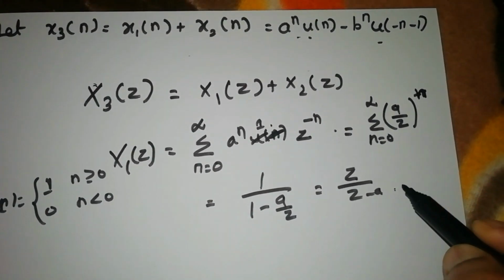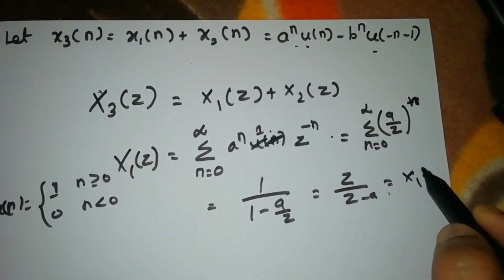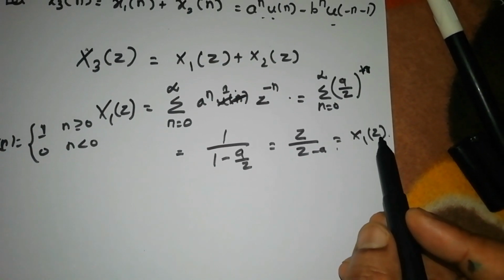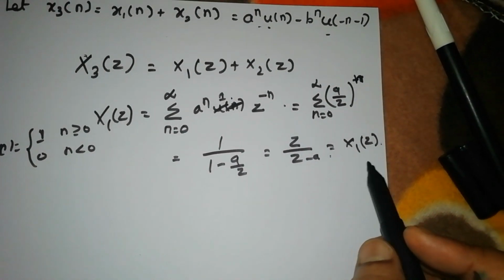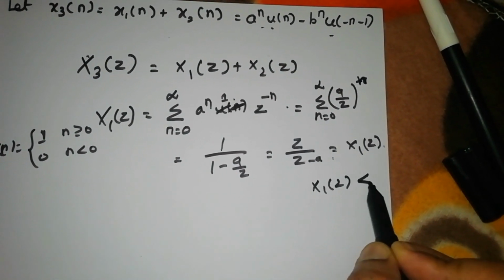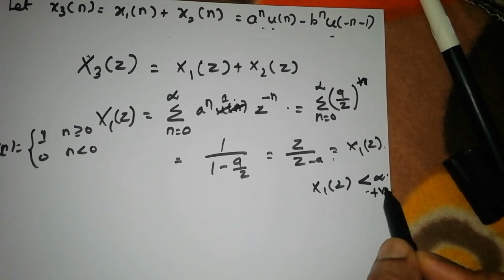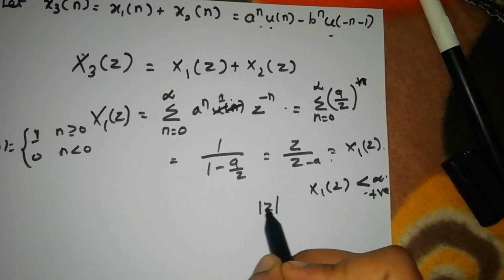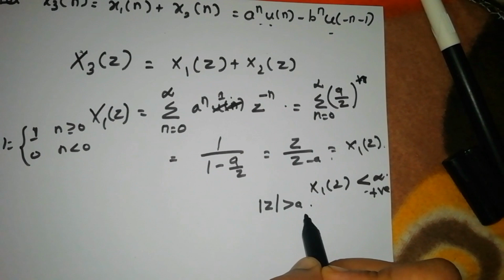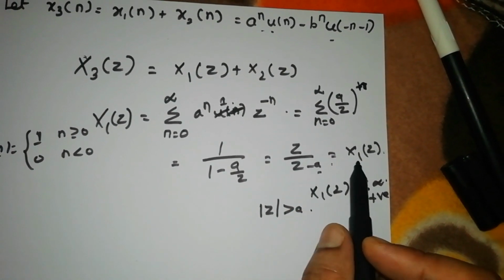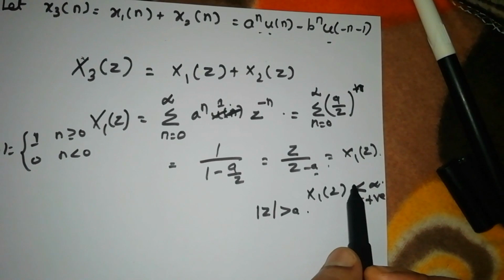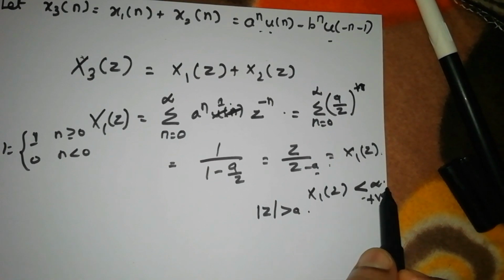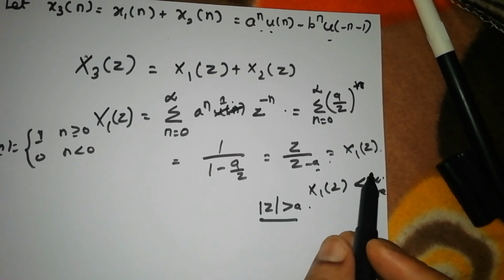And how to find the ROC of this signal X1 of z? The condition here is that X1 of z must be finite, that is X1 of z must be less than infinity, and also this value must be a positive value. For that, the condition here is only when magnitude z is greater than this a value, then only we get this X1 of z less than infinity and also positive. So satisfying these two conditions is very important for finding ROC. So this is the ROC of this signal.